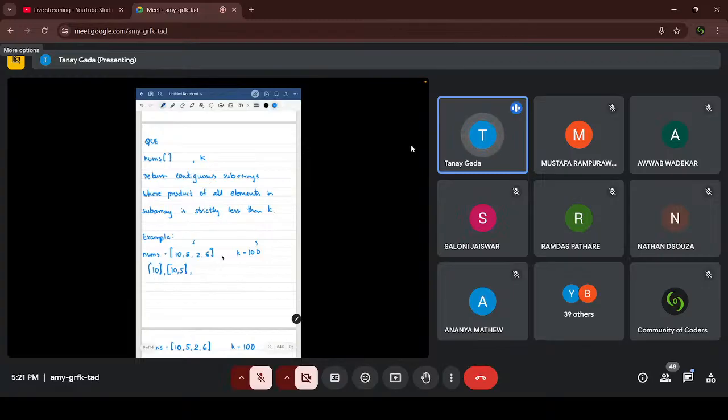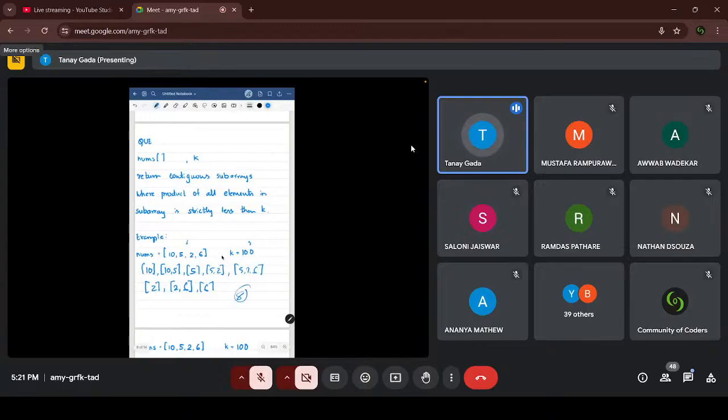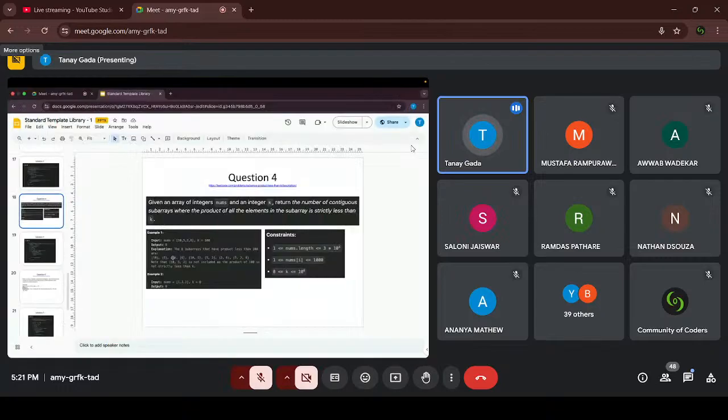Then 5. 5 is less than 100, so we can have it in the answer. 5 and 2, 10 is less than 100, we can have it. 5, 2, 6 gives 60, we can have it. Then 2, less than 100, we can have it. 2 comma 6, 12, we can have it because it's less than 100. And then 6. So all these subarrays we can have in the answer. How many are there? Let's count: 8. And the output is also 8. These are the subarrays which we can have.